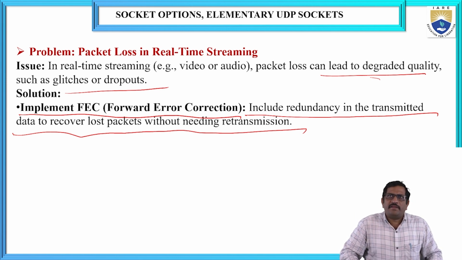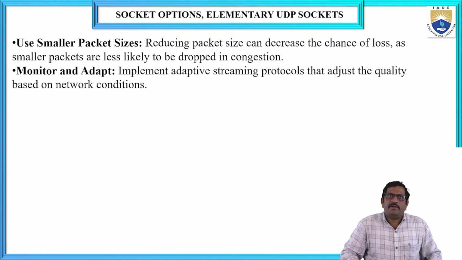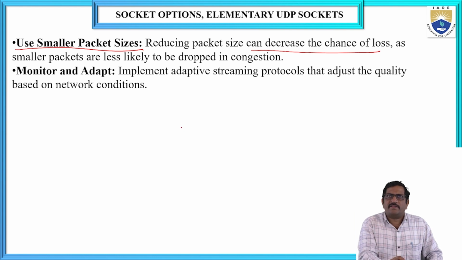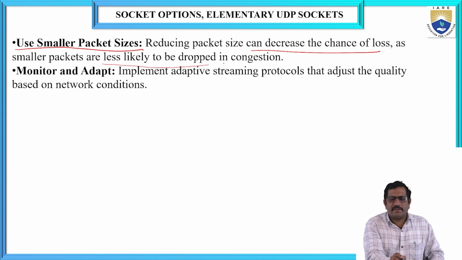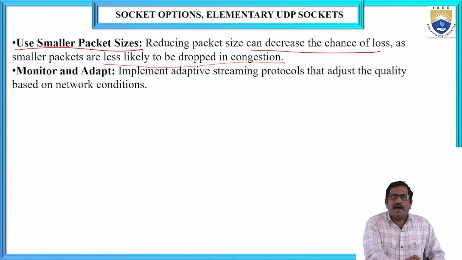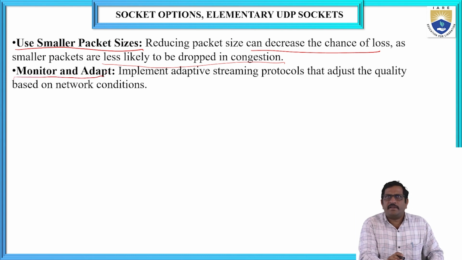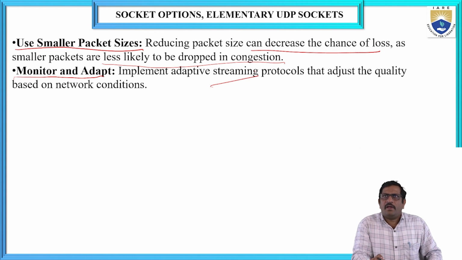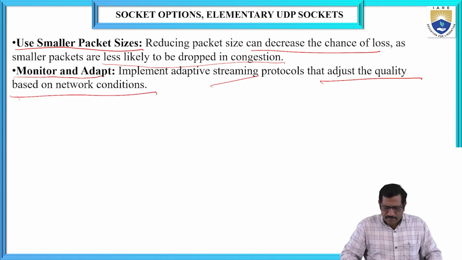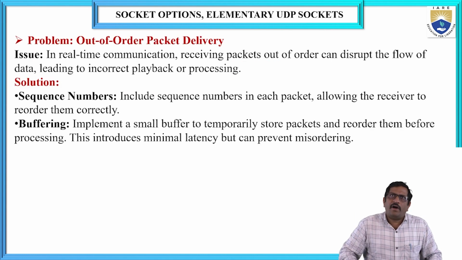Packet loss can also be reduced by using small packet sizes. Reducing the packet size can decrease the chance of loss compared to bulk packets, so small packets lead to fewer drops under congestion. Monitor and adapt the transmission: if you adapt the streaming, you can reduce losses by adjusting the quality based on the network connection. Another problem is out-of-order packet delivery.